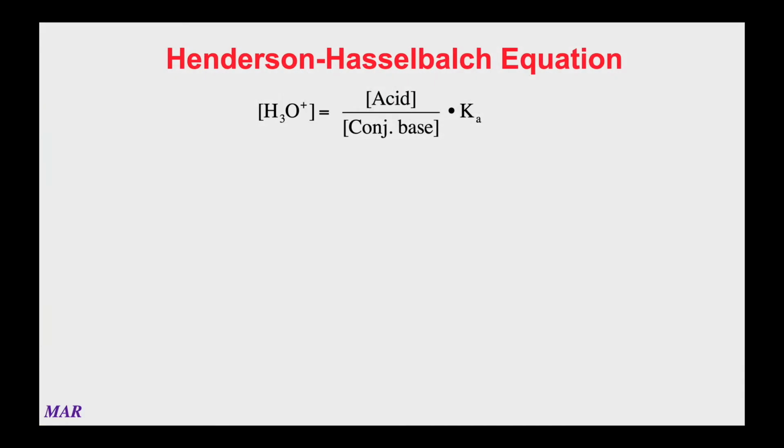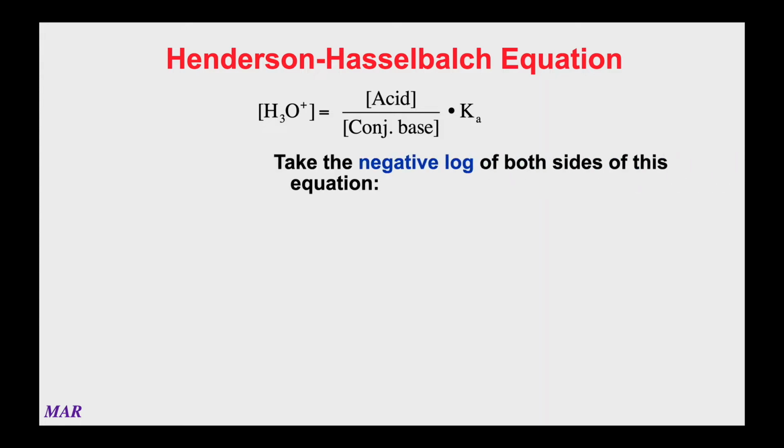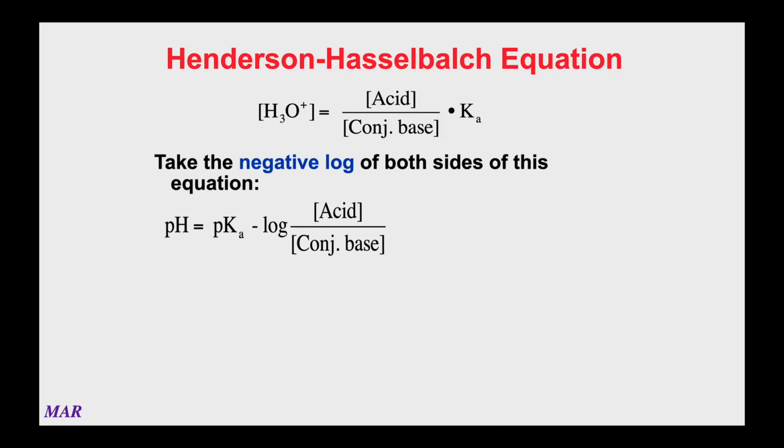So people realized that you could rearrange this for a more useful version of this equation. The two people that came together and figured this out were Henderson and Hasselbalch. If you take the negative log of both sides of this equation, minus log of hydronium is pH. Now, minus log of all of this stuff, you can break up into minus log acid over base, plus, if you will, minus log of Ka.